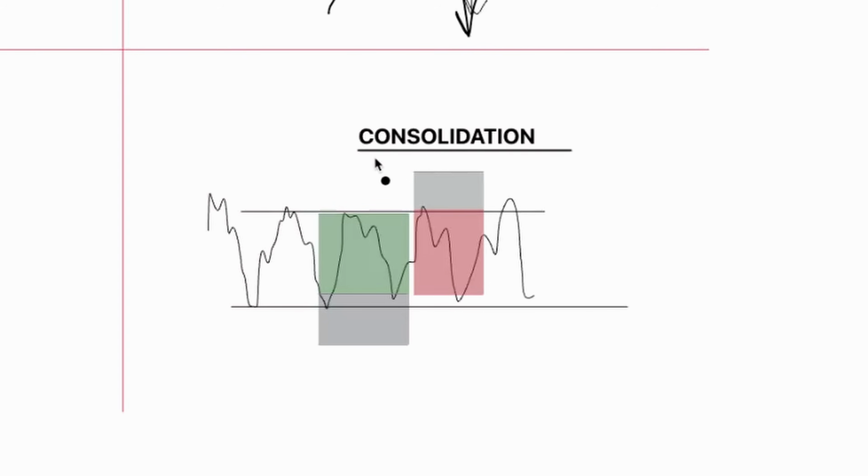And for consolidation or range entries, we generally look to long the discount, and we look to short the premium. And the way we actually mark out these entry models and how we are able to really just execute them on the lower time frame is something that I will show you in a second.